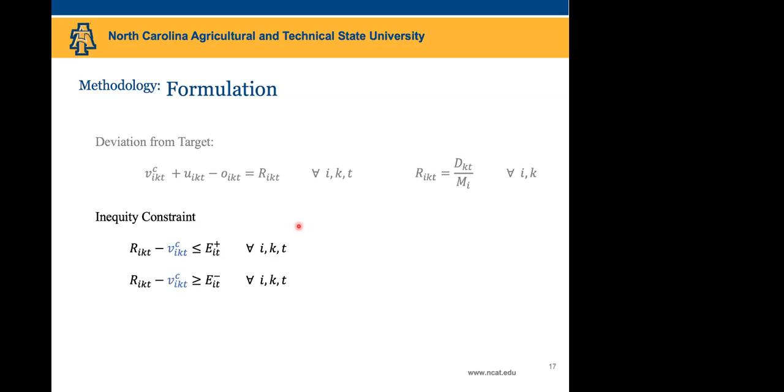Here we go to the inequity constraint. We calculated the inequity constraint: we got the maximum value and the minimum, and then we got the difference between those for the second objective. Then the third one, we introduced the interdependency.